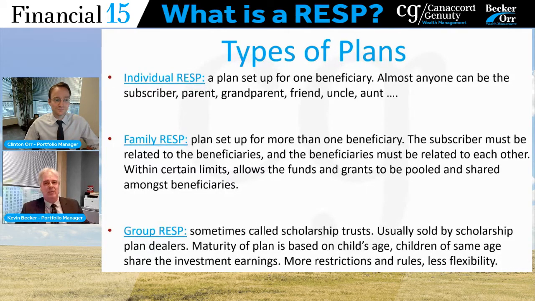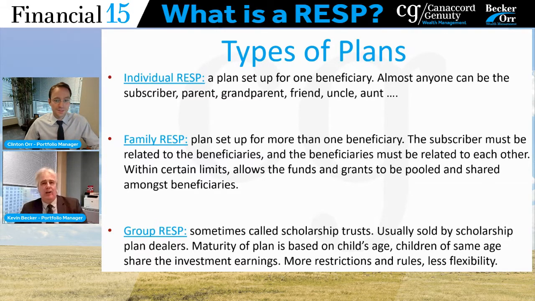But that has to be a relative, either a parent or grandparent. You do not have the same number of people that can contribute to it based on those sort of scenarios. And the beneficiary will be named as the children in that plan. And again, all these children can share the money that goes on. But we can talk about that in a bit.